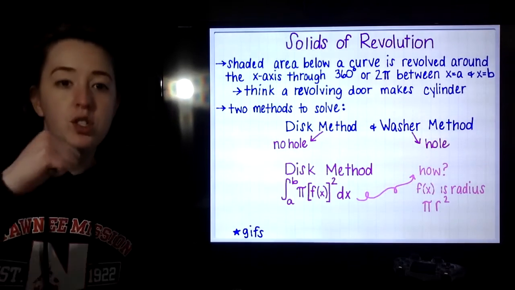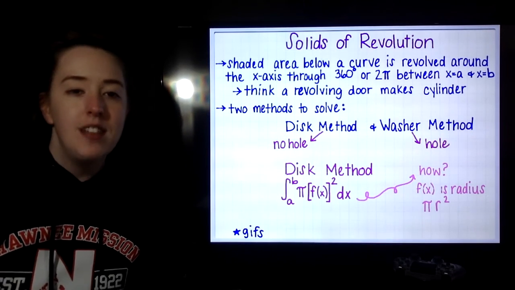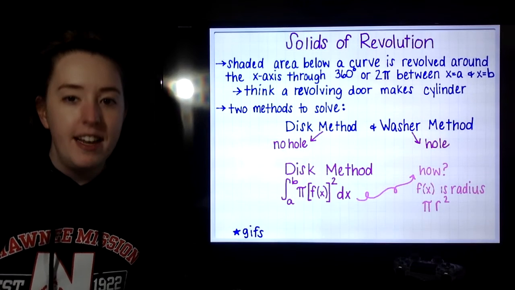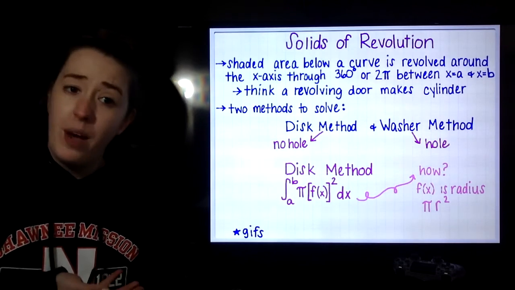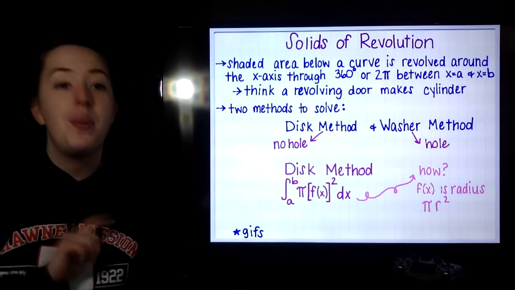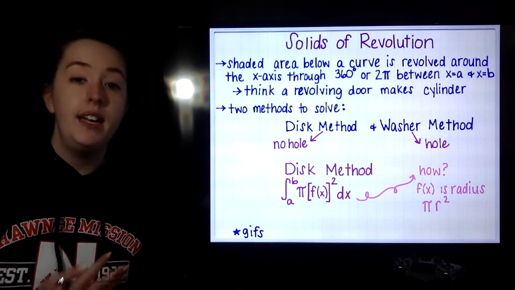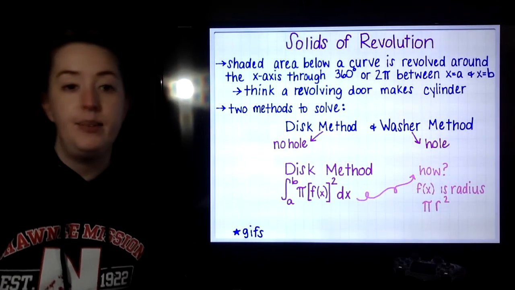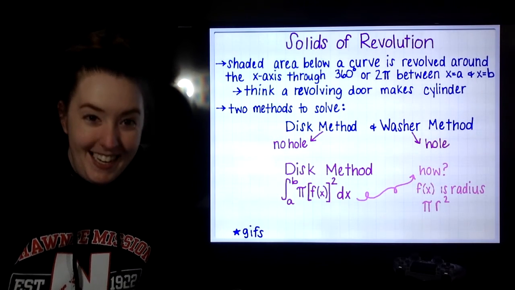So today, solids of revolution. So a solid of revolution is the shaded area below a curve that's revolved around the x-axis or the y-axis or any axis for that matter through 360 degrees or 2 pi radians between x equals a and x equals b. So what the heck does that mean?